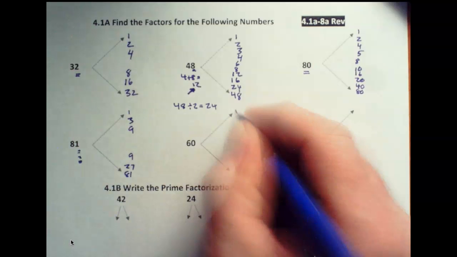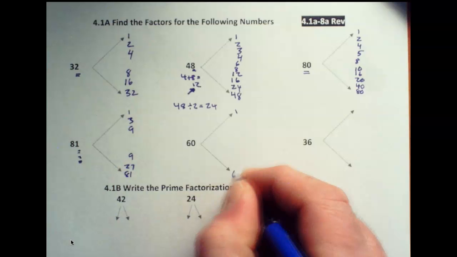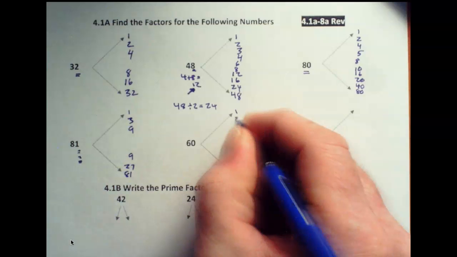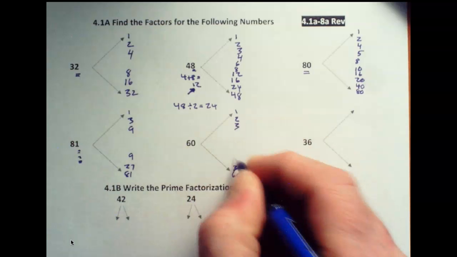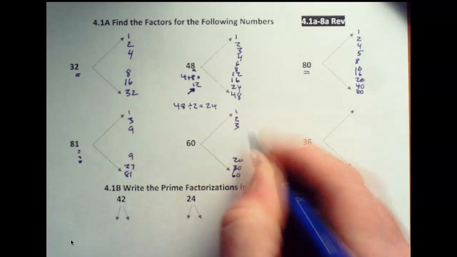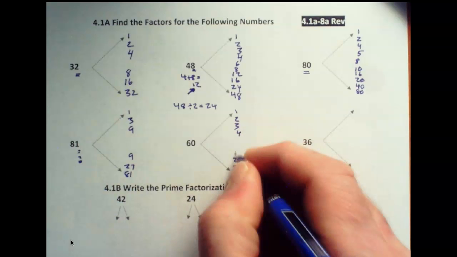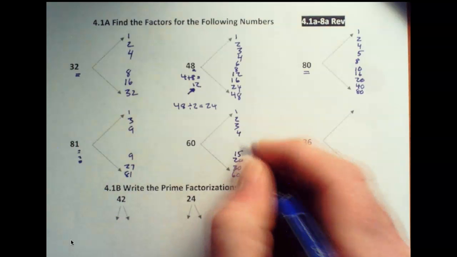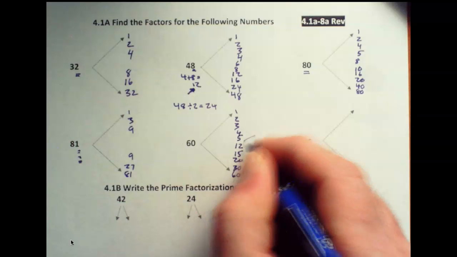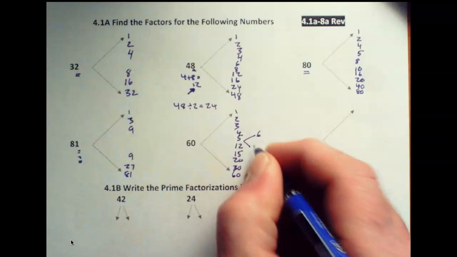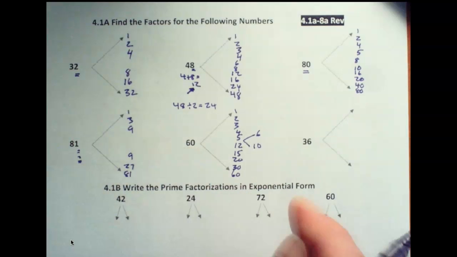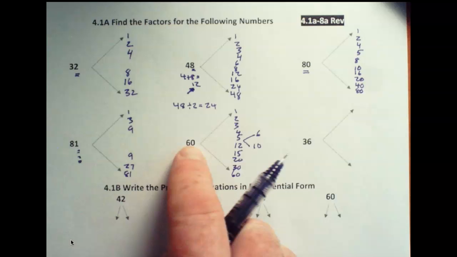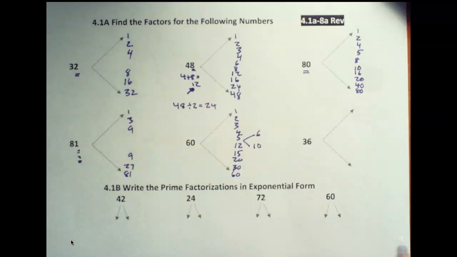Okay, 60. There's quite a few factors here. 1 and 60. 2 goes in there because it's an even number, goes in there 30 times. 3 goes in there 20 times. Notice how the numbers keep getting closer together. 4 goes in there 15 times. 5 goes in there 12 times. 6 goes in there 10 times. 7 goes into 56, so 7 won't go into 60. 8 goes into 64, so it won't go into 60. 9 goes into 63, so that won't go into 60.